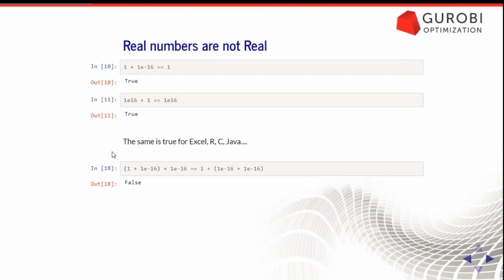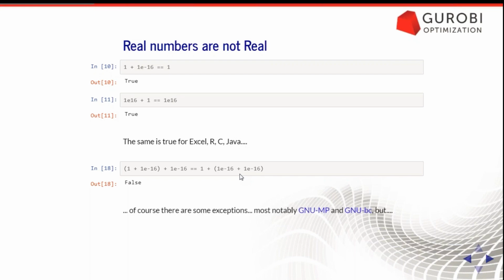So not even associativity, like here. If I add 1 plus that tiny quantity, and then again that tiny quantity, that's not the same as first adding these two tiny quantities and then 1. This is not equal. So really, numbers stored in the computer using the standard hardware is not what we expected or what we learned to do with numbers in high school.